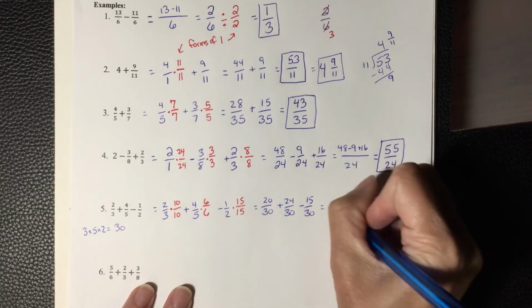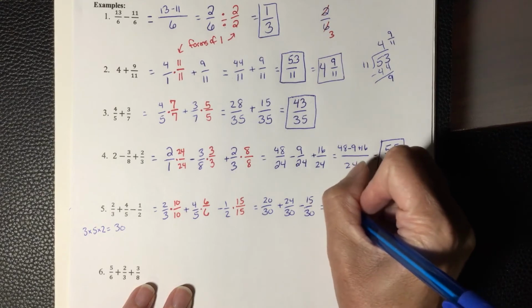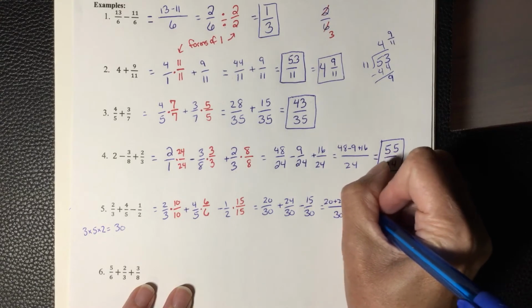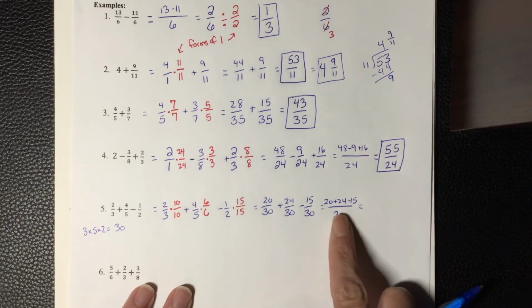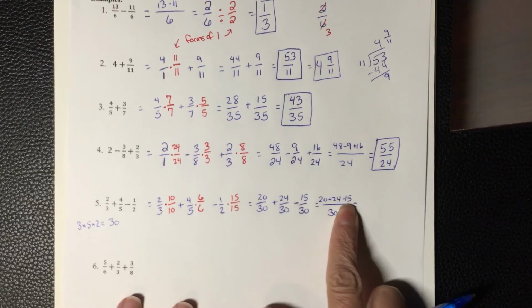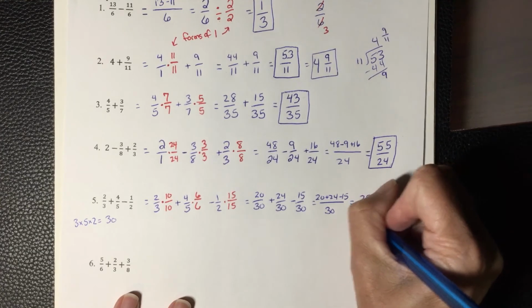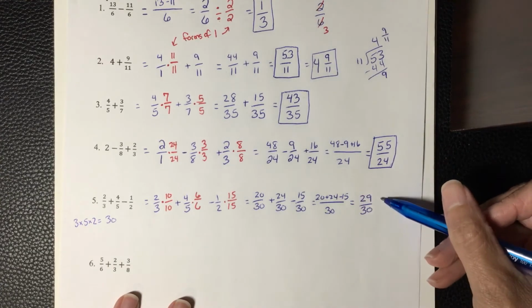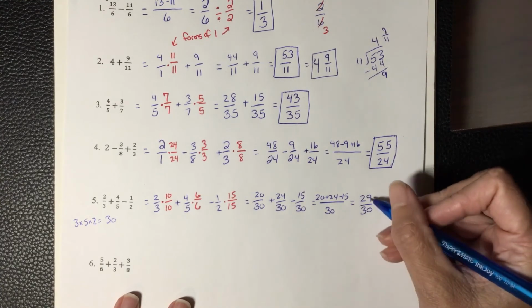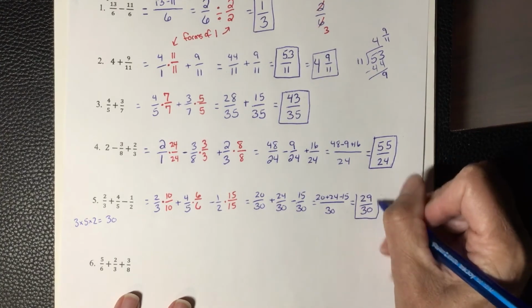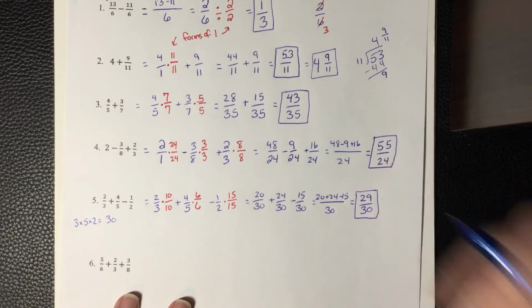So I keep that denominator. I'm going to go 20 plus 24 minus 15. That's going to be 44 minus 15. That's going to give me 29. So 29 over 30. That is reduced, and the numerator is smaller, so I can't change it to a mixed number even if I want to.